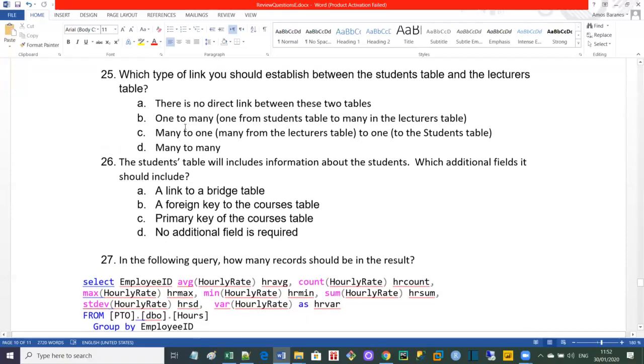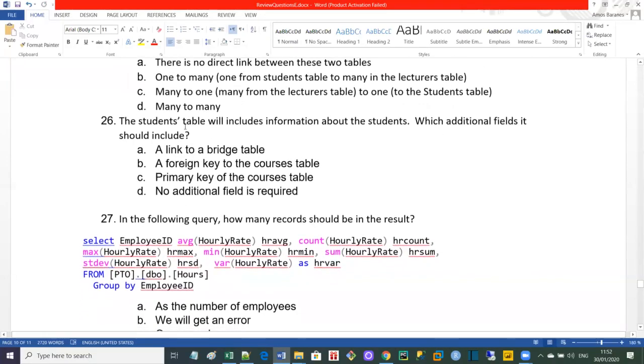In fact, 26 is something I mentioned before. The students table will include information about the students, which additional fields should it include, okay? And here I mentioned a link to a bridge table. The only way I can connect many-to-many is by having a bridge table. And the connection of the students, okay, has to be through a bridge table to the courses table.